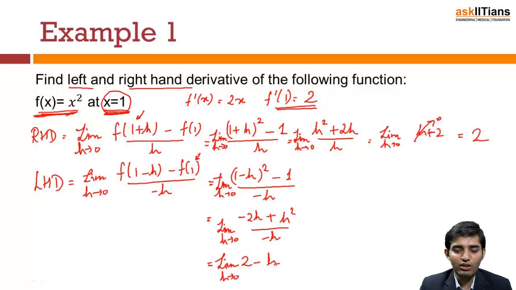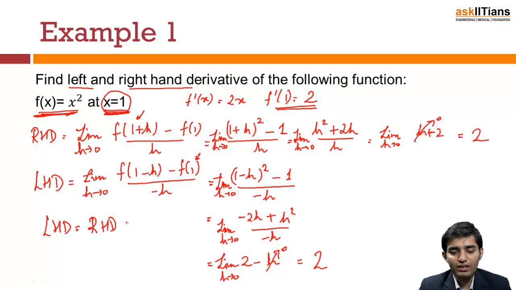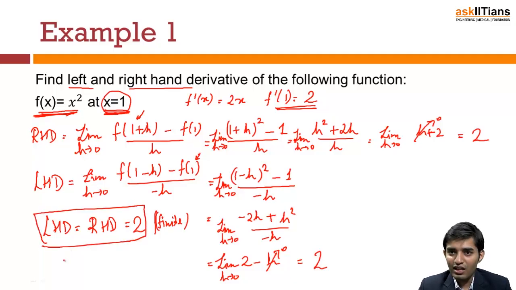If h is tending to 0, this term becomes 0, and LHD also equals 2. So in this case the left hand derivative is equal to the right hand derivative, which is equal to 2, a finite quantity. So I can say that dy/dx of this function exists and it is equal to 2.